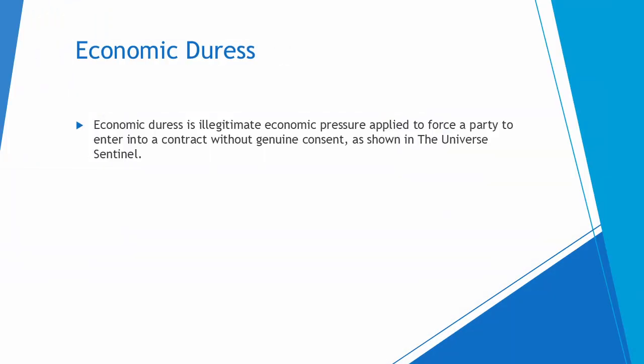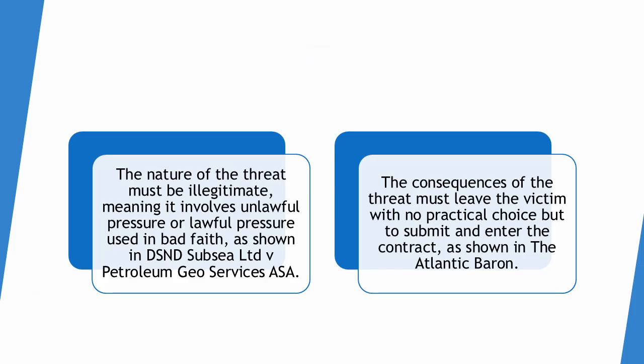Economic duress. Economic duress is illegitimate economic pressure applied to force a party to enter into a contract without genuine consent, as shown in the Universe Sentinel. The nature of the threat must be illegitimate, meaning it involves unlawful pressure or lawful pressure used in bad faith, as shown in DSND Subsea Limited v. Petroleum Geo Services ASA. The consequences of the threat must leave the victim with no practical choice but to submit and enter the contract, as shown in the Atlantic Baron.